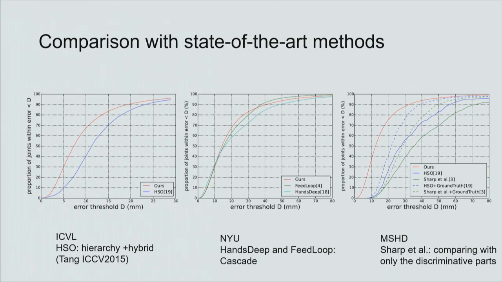Then we compared our method to many prior works, and HSO is Tang's work. It is quite similar to our method. Our ECC work can be treated as an extension of this work, but we can see, in this data set and the other data sets, we improved by a large margin.